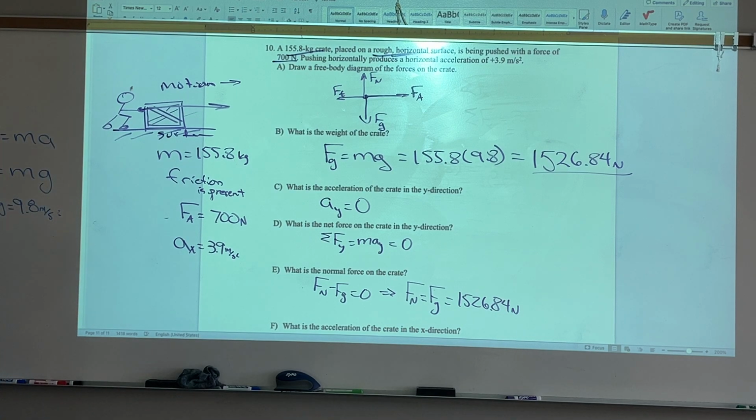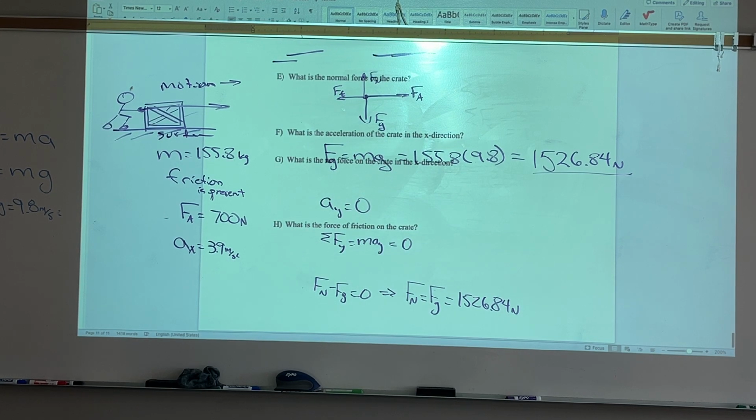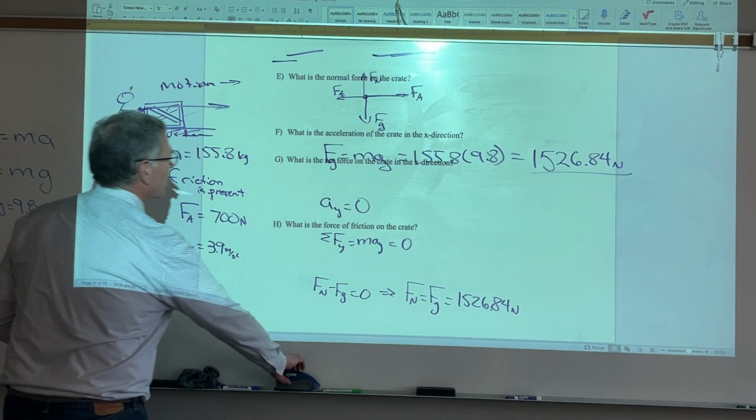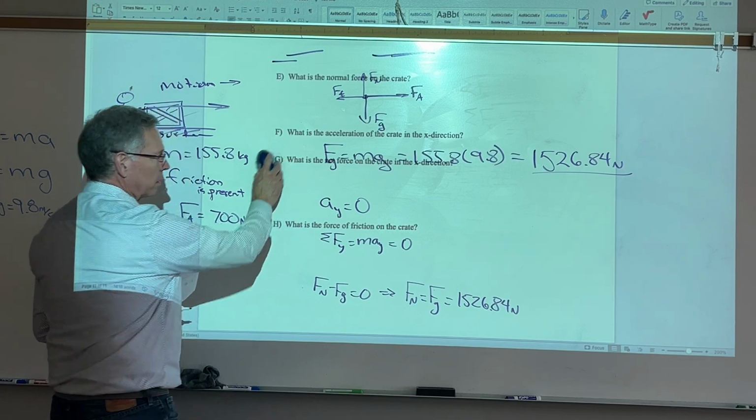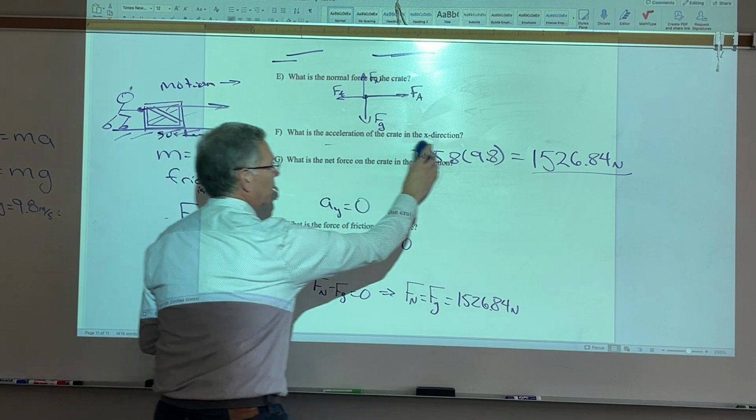Okay, so that's A through E. Let me move it up so we can see the last 3 questions. Everybody have enough time to get what they wanted? Yeah, I just need the bottom one. Okay.